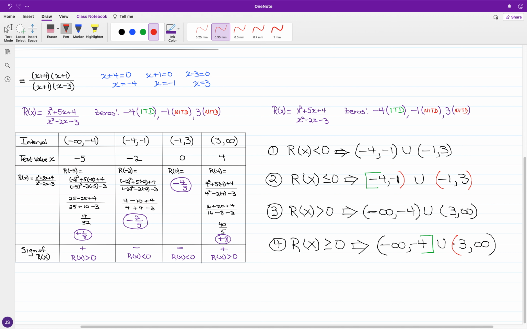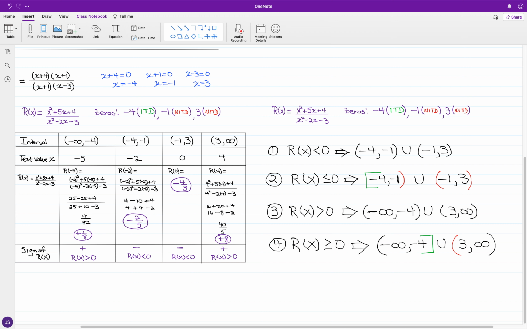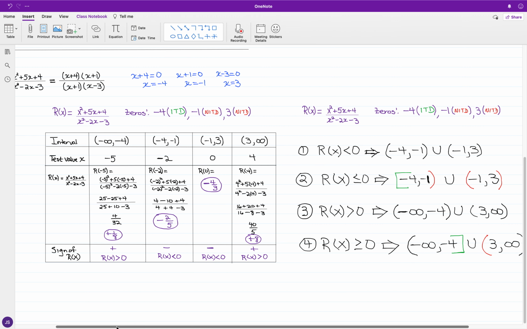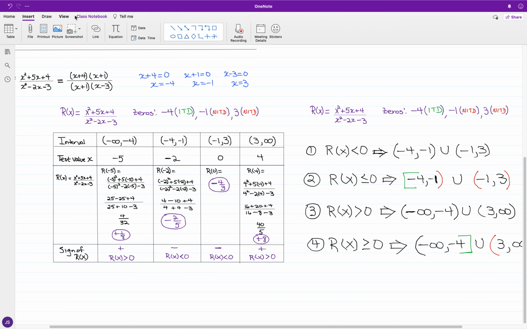So this will complete what we have among the interval solutions, where we have our possible comparison to 0 inequalities with our function r of x equal to x squared plus 5x plus 4 all over x squared minus 2x minus 3. Okay, now, looking at what we have in the case of comparison inequalities.